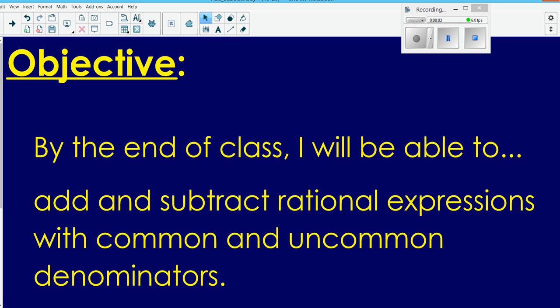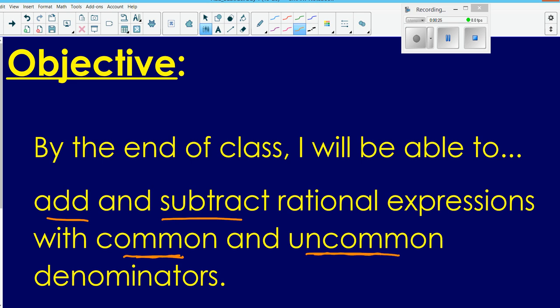Alright. So this is going to be the first lesson about adding and subtracting rational expressions. So your objective is that you can add and subtract rational expressions with both common and uncommon denominators. We'll start with common just to make it a little bit easier, and then by the end we will be working with uncommon denominators. Okay?